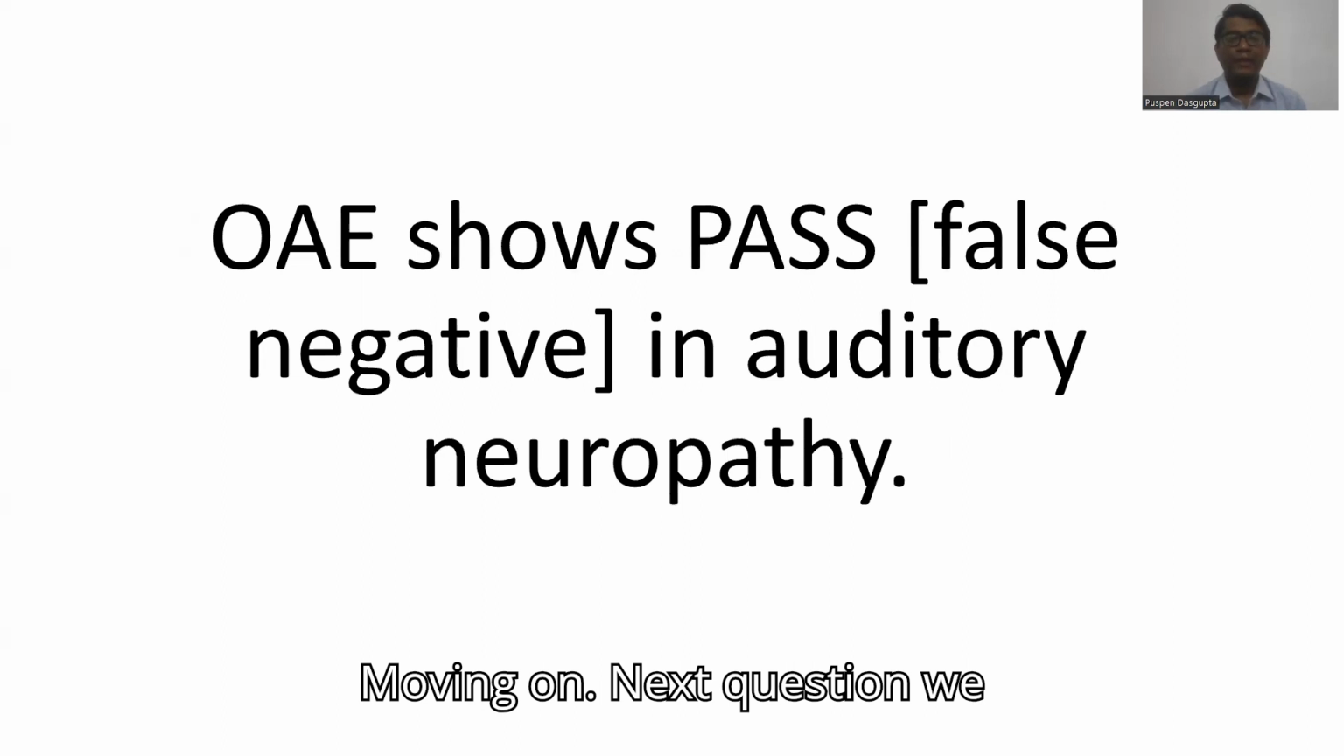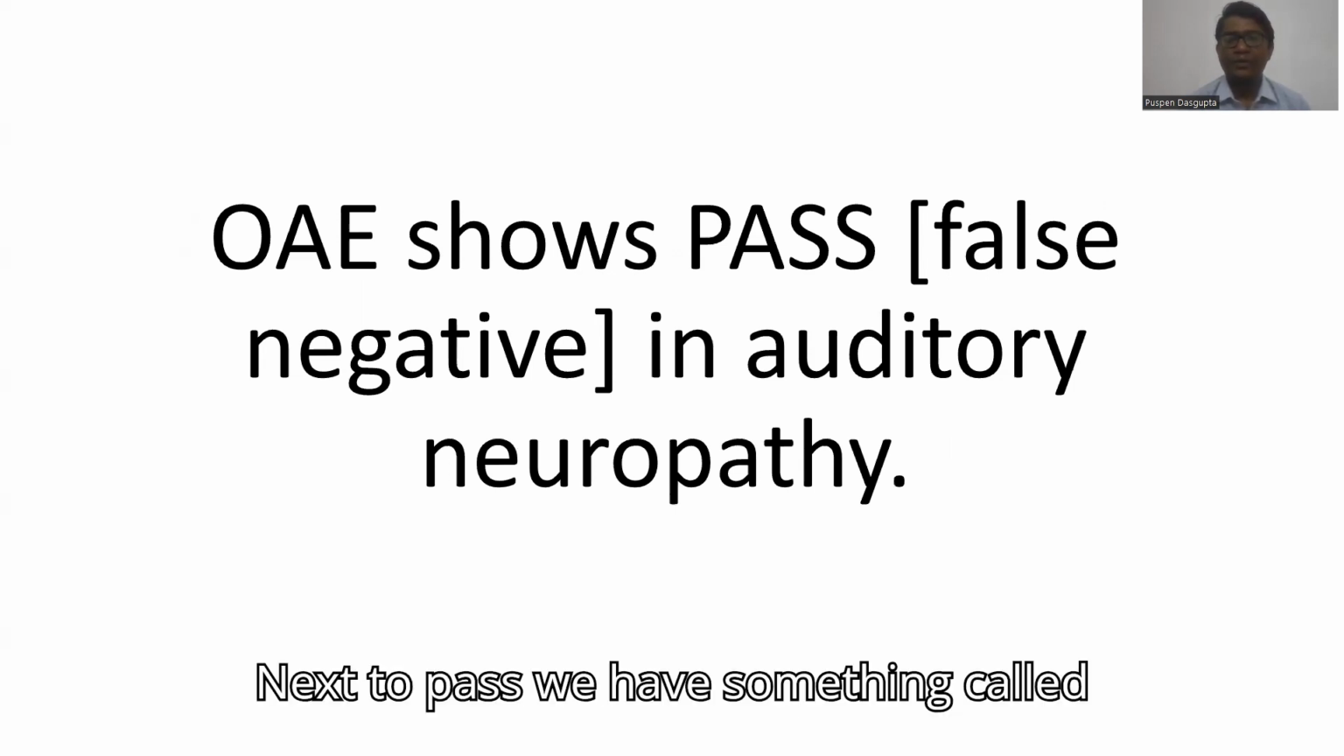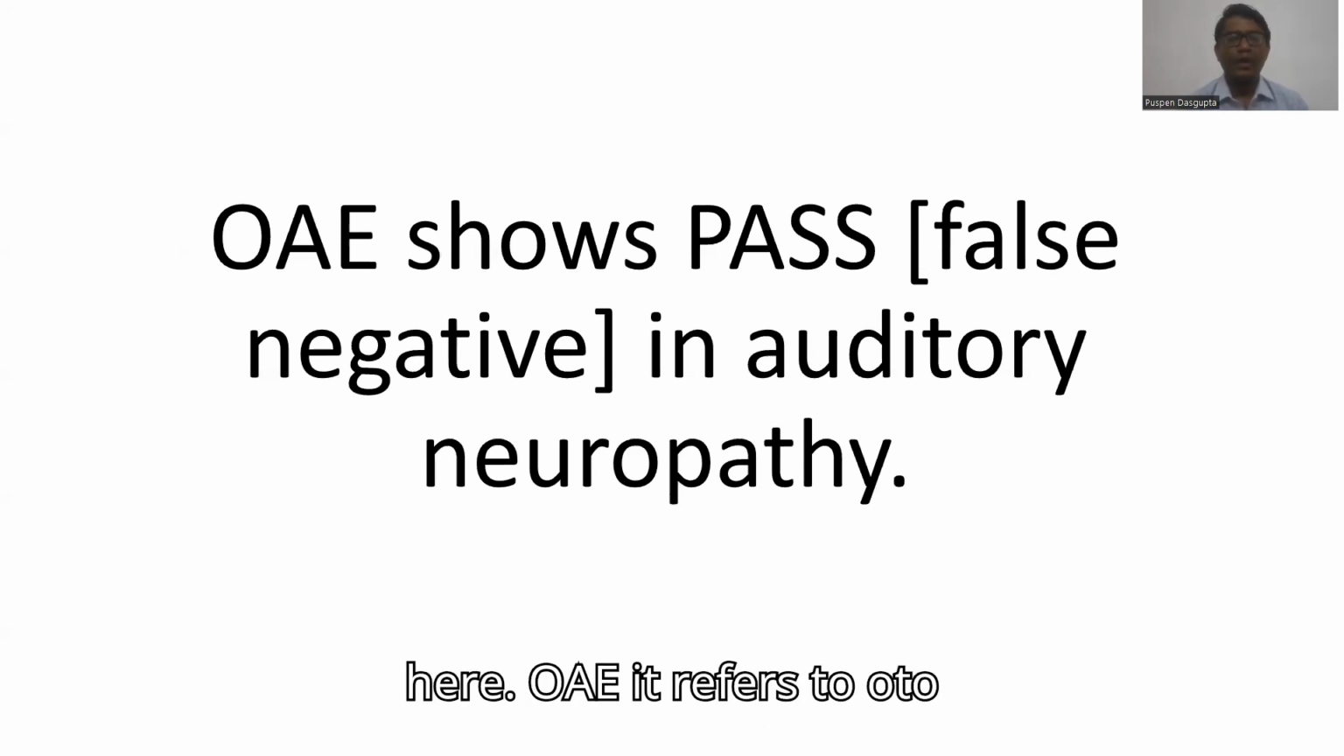Moving on. Next question we have is: OAE shows pass in auditory neuropathy. Next to pass, we have something called false negative. So what does this mean? We have to understand a lot of things here.